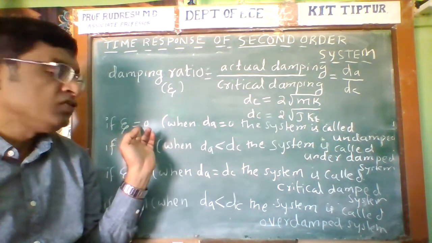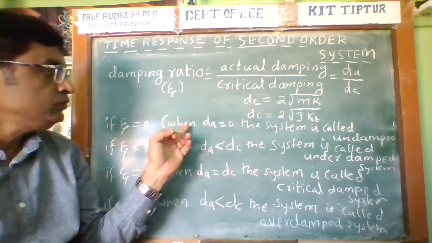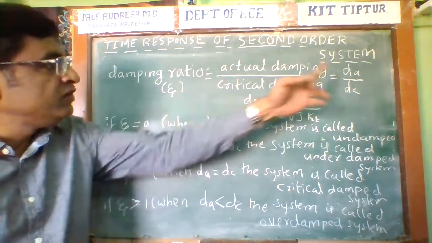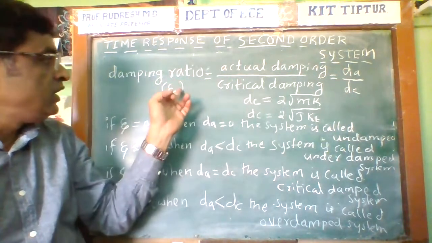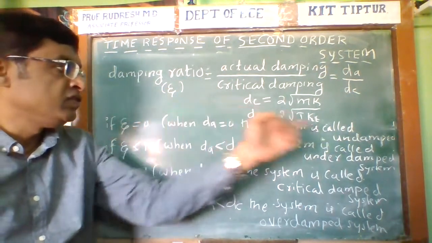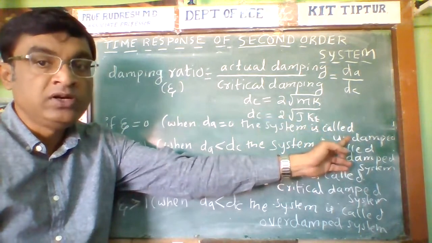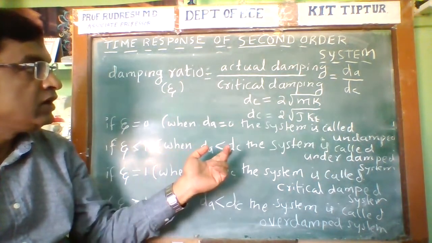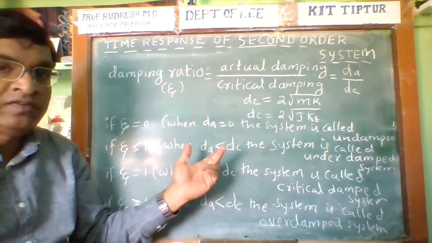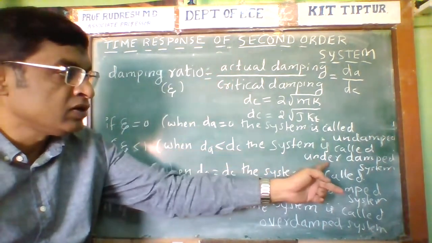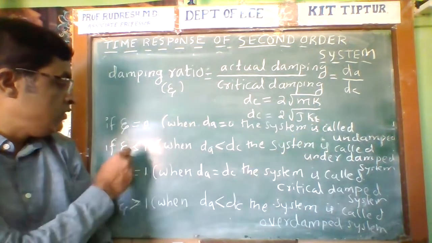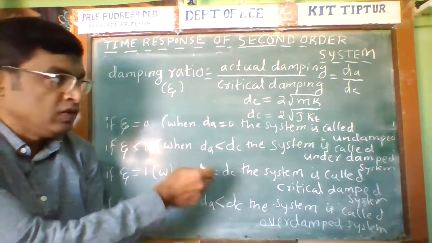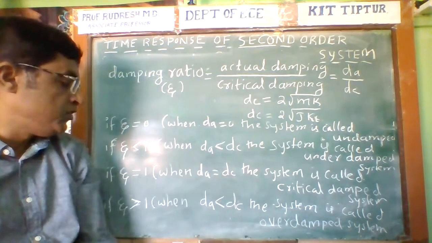If zeta is equal to 0, that is, when dA is equal to 0, then automatically zeta becomes 0, and the system becomes an undamped system. When dA is less than dC, the actual damping is less than the critical damping, then the system is called an underdamped system, and the zeta value is less than 1.